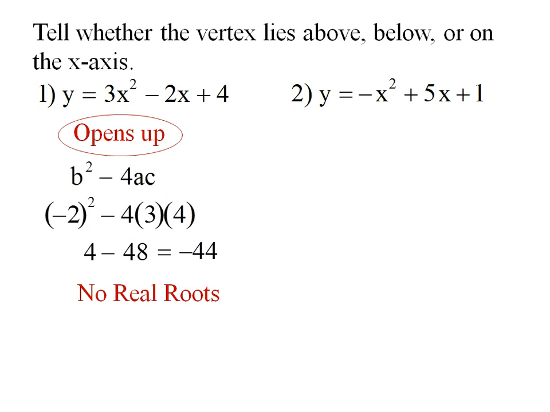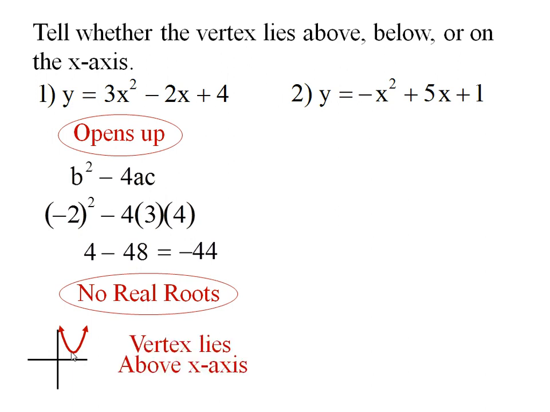So let's think about this. If our graph opens up, and it has no real roots, which means it's never going to cross the x-axis, is it above, below, or on the x-axis? And you might want to draw yourself a little picture, and that might help you. If it's opening up, but it does not cross the x-axis, then you know it's going to be above the x-axis. So the vertex lies above the x-axis.